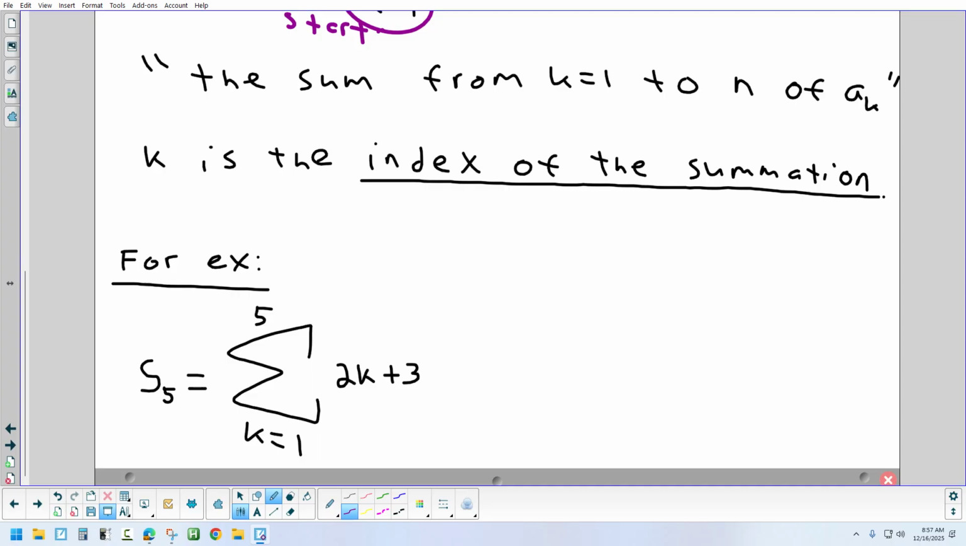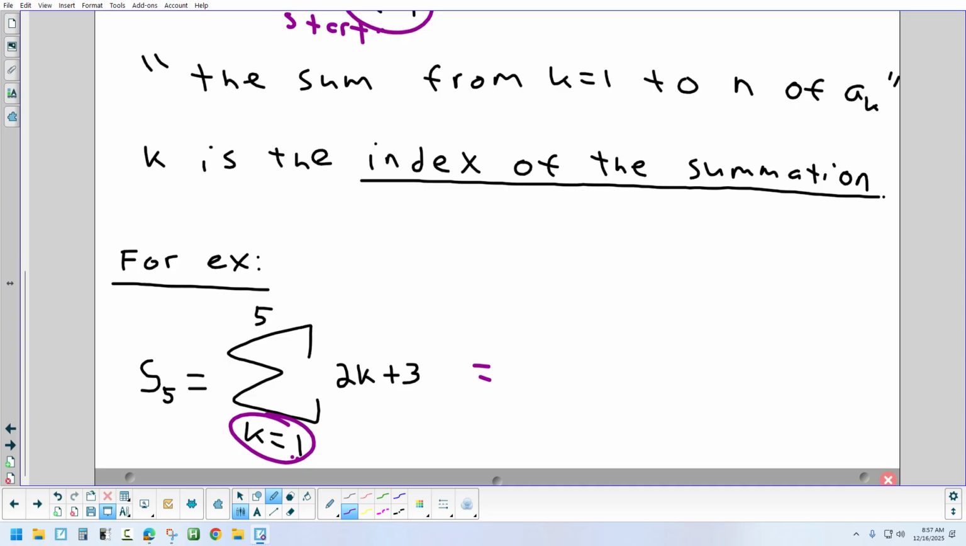Okay. This isn't a very long one, because we're only going to be adding up 5 things. But in general, we could add up 5 million things. Right? So what you want to do is you start with this number at the bottom. That number at the bottom is called the index. It tells you a value that you're going to plug in to your formula on the right-hand side. And you're going to start with that value. So in our problem, we're starting with 1. Okay. Let's fill in 1 for k.